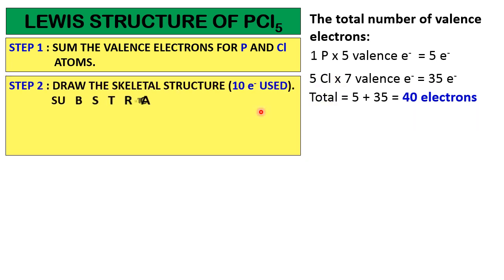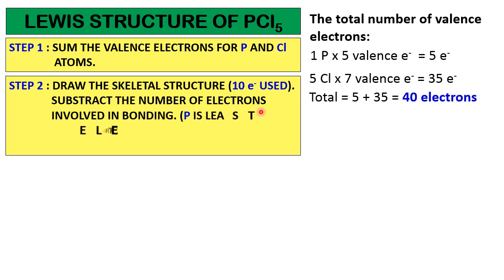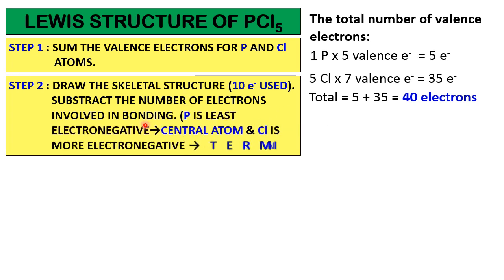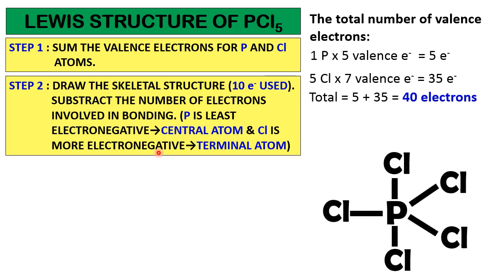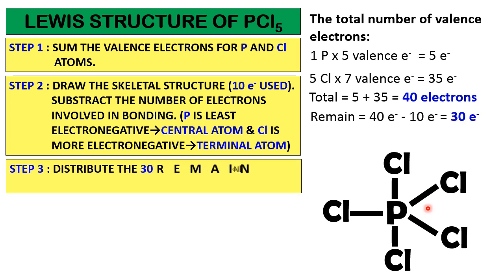And step 2, we're going to draw the skeletal structure. Phosphorus is least electronegative, so it's going to be in the center, and chlorine is the terminal atoms. In this skeletal structure, we have 5 single bonds which are used to connect the central atom and the chlorine terminal atoms. Each single bond is made of 2 electrons, so it means that we have used 10 electrons in drawing the skeletal structure. So 40 minus 10, we have 30 electrons left.